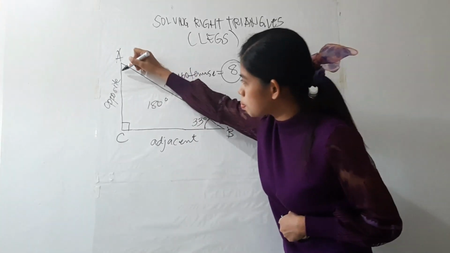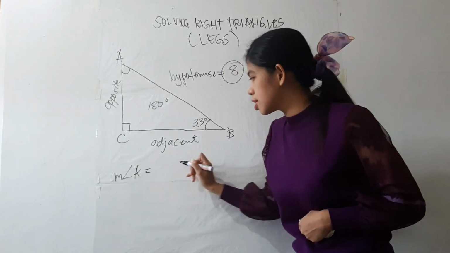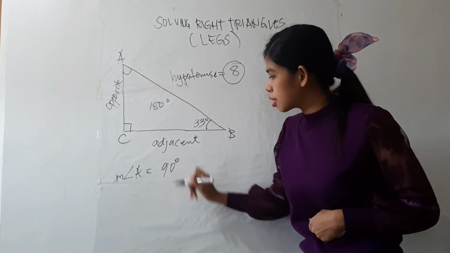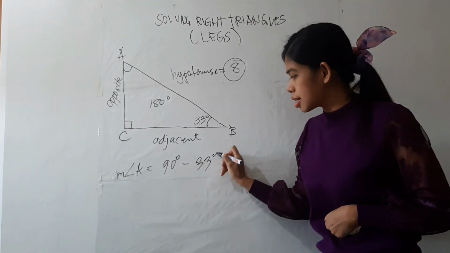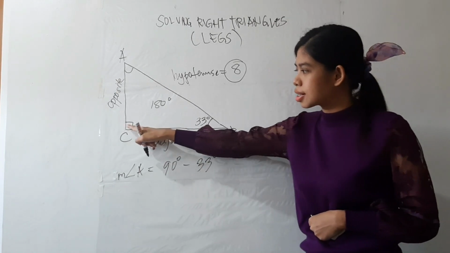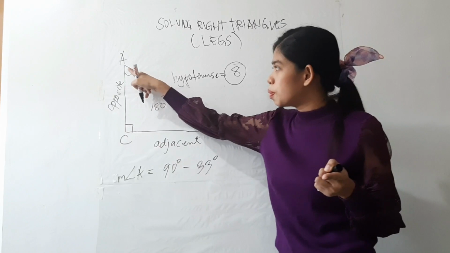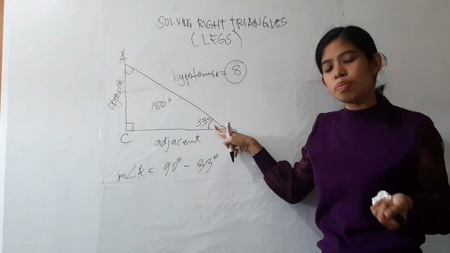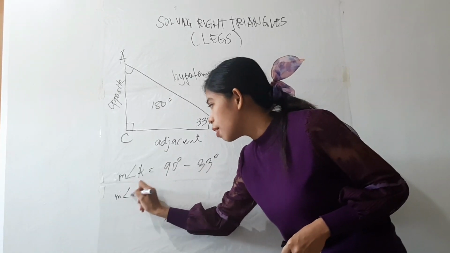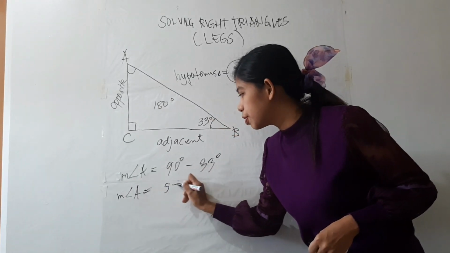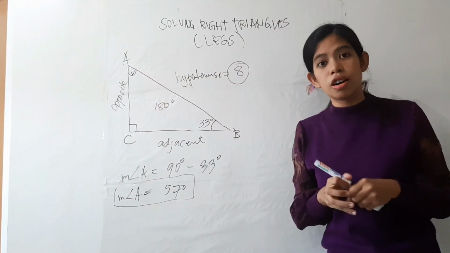We can say that the measure of angle A is just 90 degrees minus the measure of angle B, which is 33 degrees. Okay? Why? Because angle C is already 90 degrees. So 180 minus 90 is just 90. So meaning angle A and angle B add up to 90 degrees. So you have to subtract from 90 degrees. So the measure of angle A now is what? 57 degrees. Okay? So check, we are done with all of the angles.